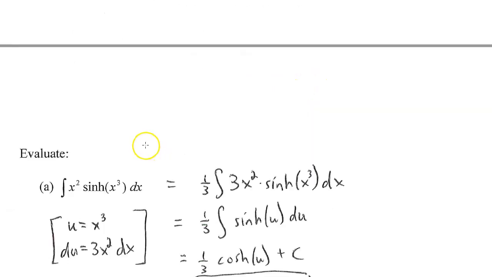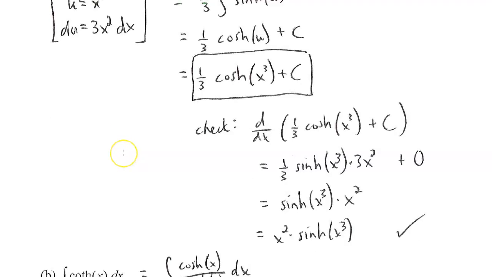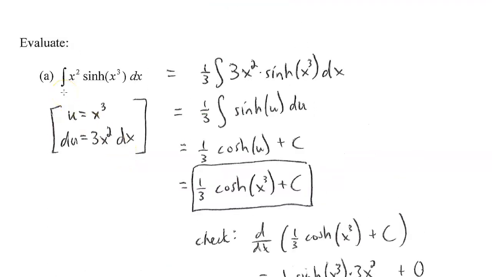We could also do an integral or two here. How do we do the integral of x squared times sinh of x cubed? Notice in this case we can do a u substitution. We let u be x cubed, and then du would be 3x squared dx. So notice we have the x squared that we need. I rigged this up so that we would have the x squared out there.